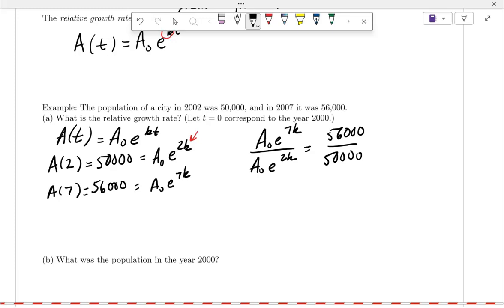You can simplify the fraction on the left or the right-hand side. You get 56 over 50, which is what, 28 over 25, and you can convert it to a decimal if you'd like. We said the whole reason why we divided them is so that that goes away, right? Now I've got e to the 7k divided by e to the 2k. What do you do with your exponents when you divide? Subtract, right? So we'll get e to the what power? 5k.